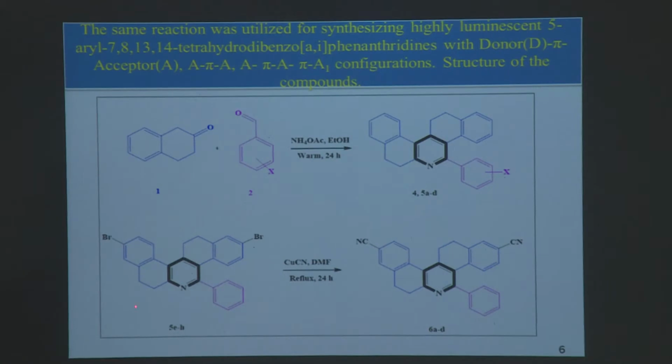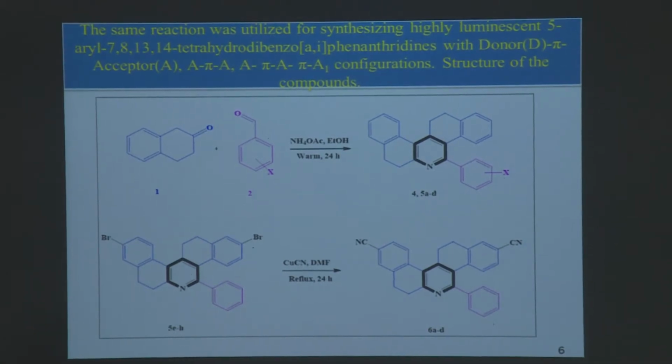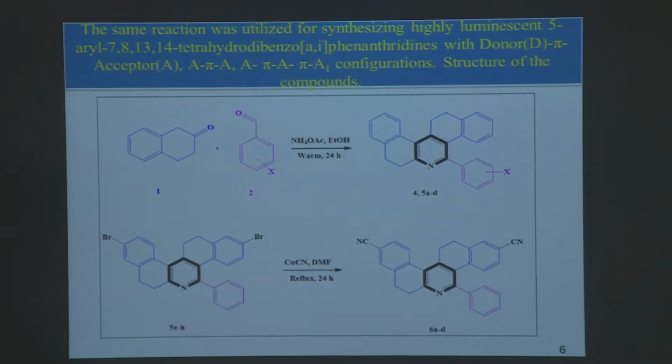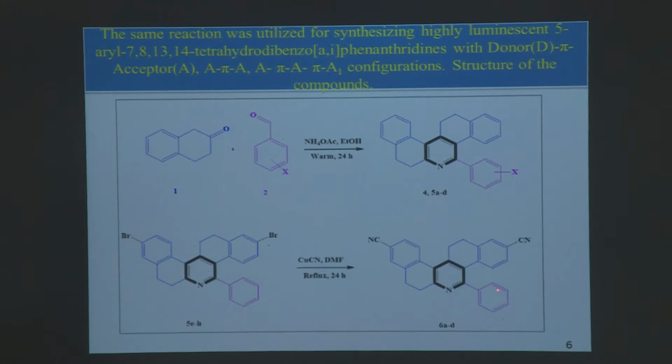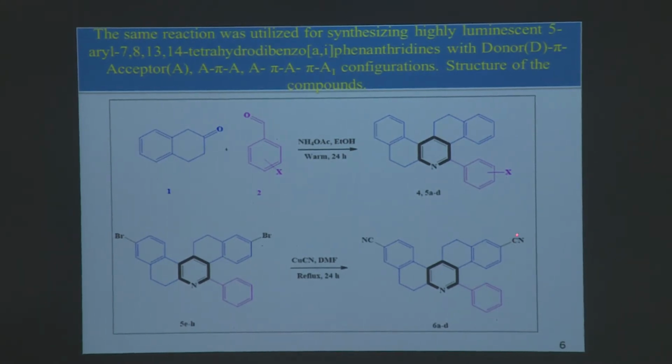Actually we wanted to synthesize a donor-acceptor molecule, that is, one portion of the molecule will function as the donor and the other portion will function as the acceptor. The cyano and nitro groups are known to be electron withdrawing groups. So this is the electron withdrawing acceptor and donor. Now we will see the molecules we have prepared: 3, 4, 5A, 5D, 6A, 6D.